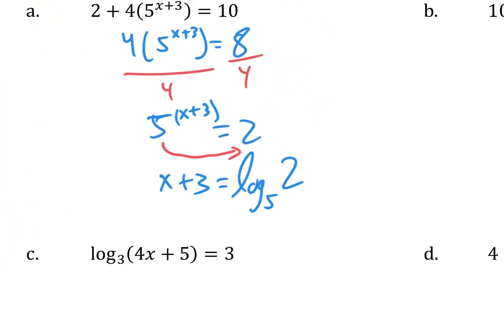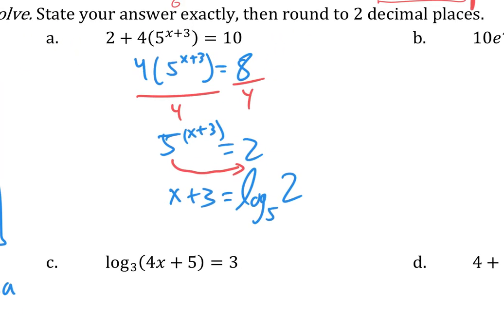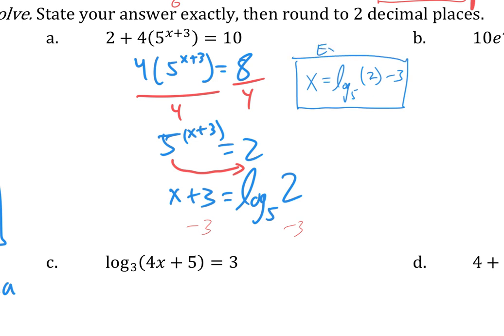Now log base 5 of 2 is just a decimal number. We'll find that in a minute. But let's go ahead and solve that. Subtract 3. And we end up with the exact answer. X equals log base 5 of 2 minus 3. This is the exact answer.